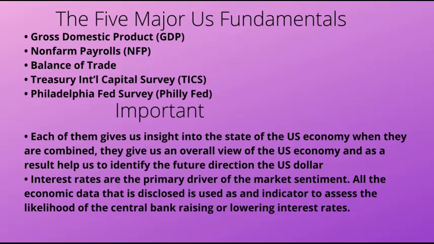So these are the 5 major US fundamental indicators. We have gross domestic product, which is GDP. We have non-farm payrolls, which is also referred to as NFP. We have balance of trade. We have Treasury International Capital Survey, also referred to as TICS, and we have the Philly Fed Survey.